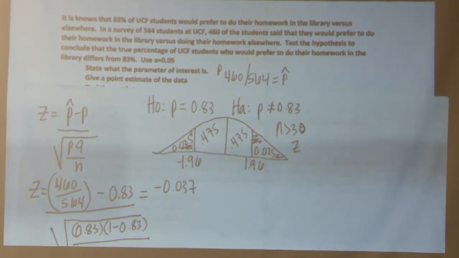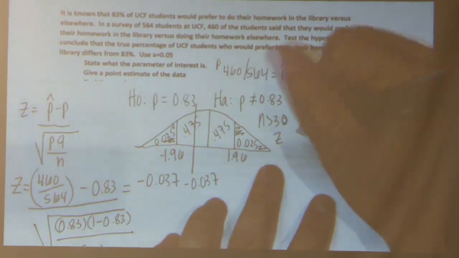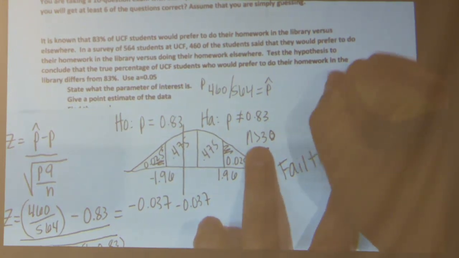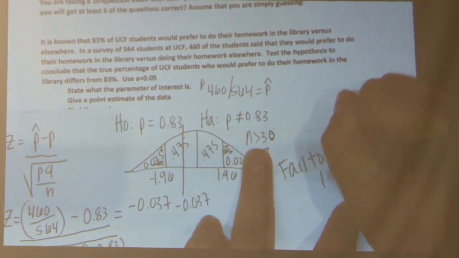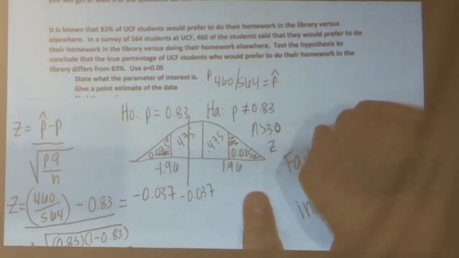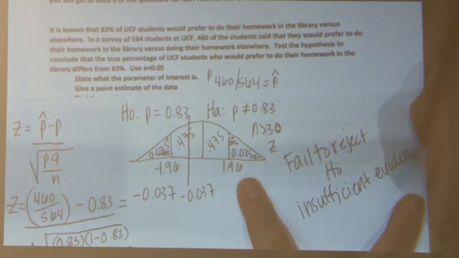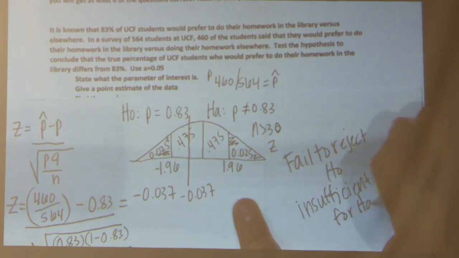So then we can place our test statistic on the chart. So it's going to go somewhere over here. And since it's not in the rejection region, we're going to fail to reject the null hypothesis. So if we fail to reject the null hypothesis, there's going to be insufficient evidence for the alternative.